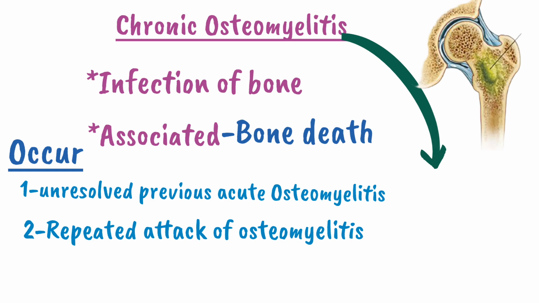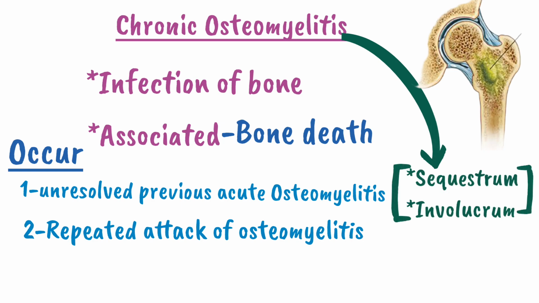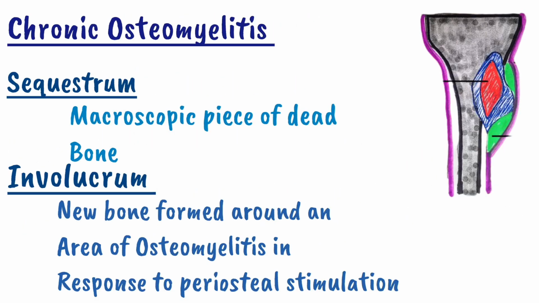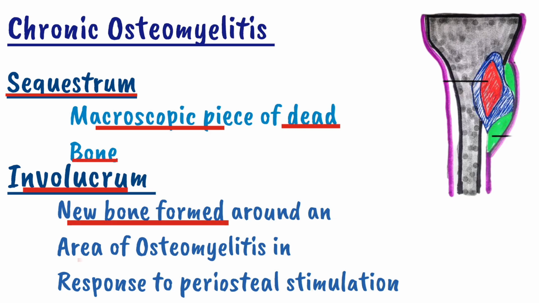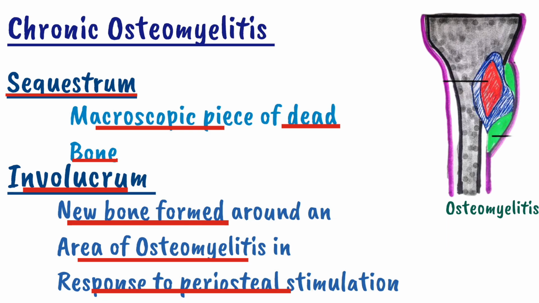In chronic osteomyelitis, the bone acquires two characteristic features called sequestrum and involucrum. Sequestrum is a macroscopic piece of dead bone, while the involucrum is new bone formed around the area of osteomyelitis, and it is usually produced in response to periosteal stimulation. So let's elaborate these two conditions. For example, this is a long bone affected by osteomyelitis. The microorganism will produce a dead bone called a sequestrum.